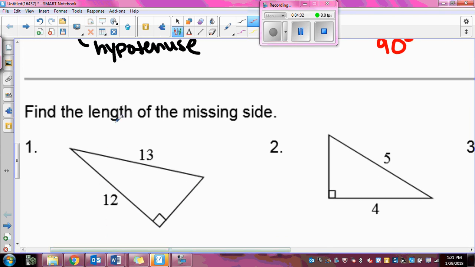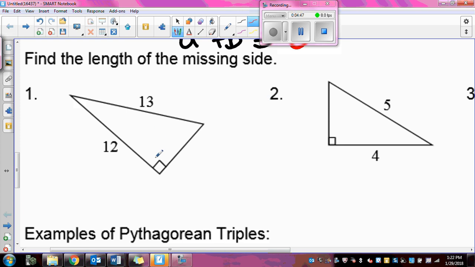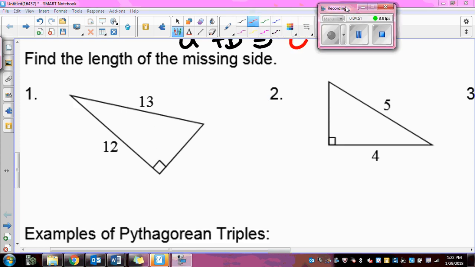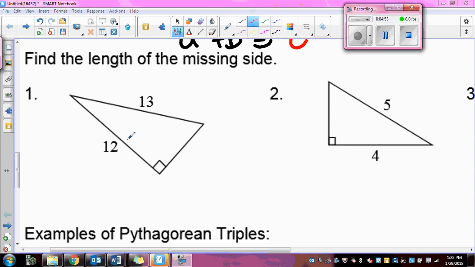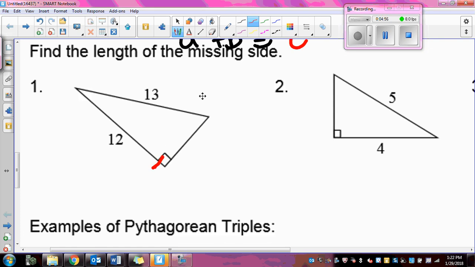So this one says find the length of the missing side. Well, we know that we need to use the formula a squared plus b squared equals c squared. The a and b, it doesn't matter which sides you use first, a or b, but the c has to be the hypotenuse. So I'm going to try to always label the hypotenuse red. So this is my 90-degree angle. It kind of looks like an arrow and the arrow is pointing towards my hypotenuse, right? So 13 is my hypotenuse. So we have 12 squared.